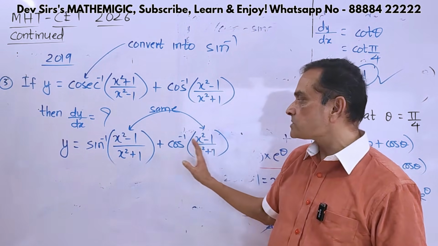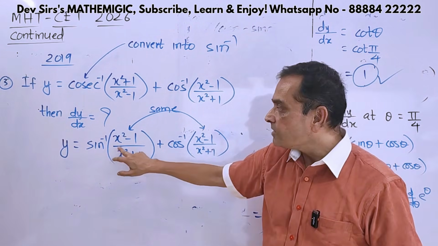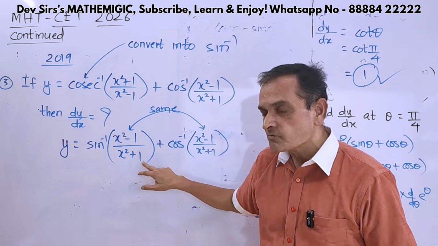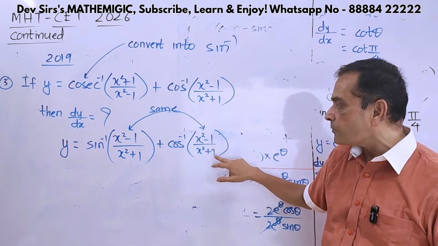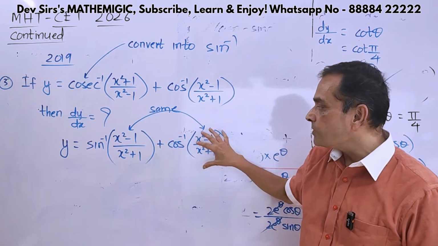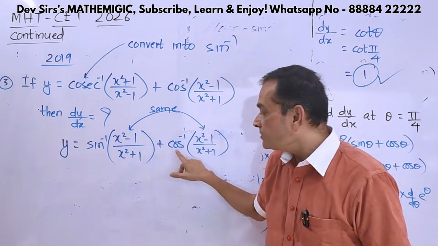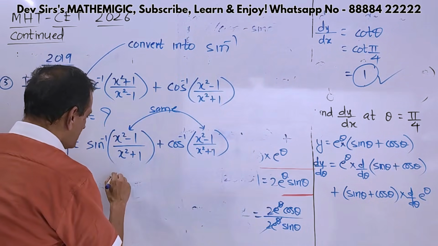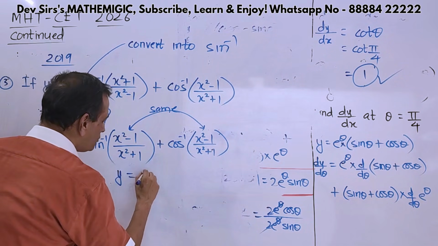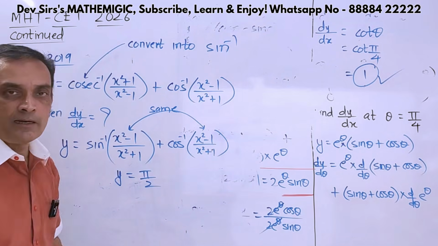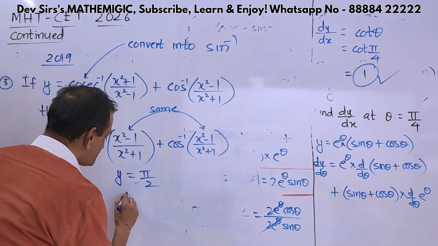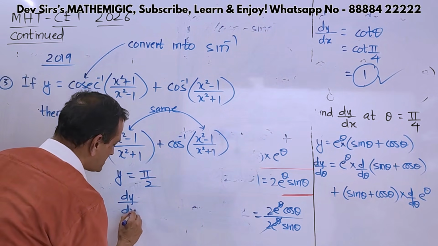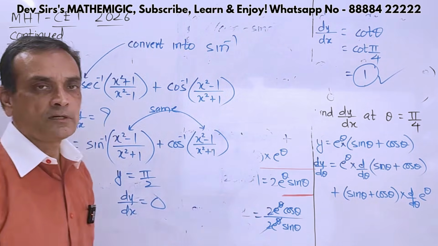Sin inverse 100 plus cos inverse 100. Sin inverse of (x squared minus 1) upon (x squared plus 1) plus cos inverse of (x squared minus 1) upon (x squared plus 1). When these two brackets are same, sin inverse plus cos inverse is nothing but pi by 2. Problem over. So y is equal to pi by 2, friends. Simple. Differentiate with respect to x, dy by dx. So finished. 0 is the answer.